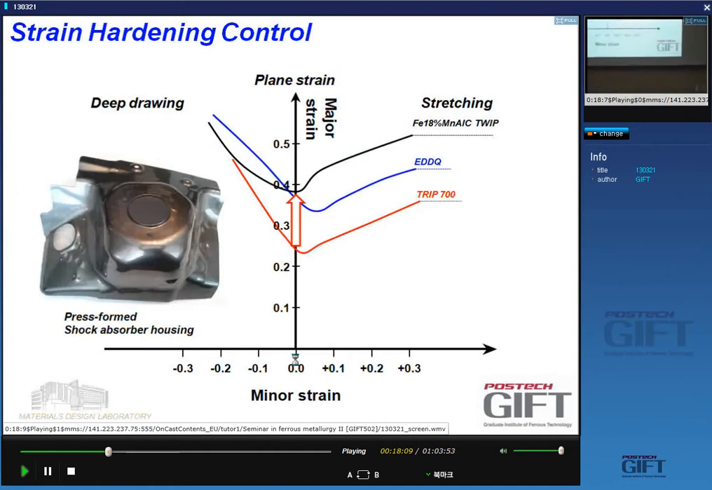So if you want, for instance, to make this very complex shape here, a shock absorber housing, with your new high strength steel, you want a material that's better than, for instance, this strip steel here, yes? You want to have a material that increases this minimum value, for instance, a TWIP steel, yes? That will make a substantial difference. You don't want to move in this direction, however strong the material is.